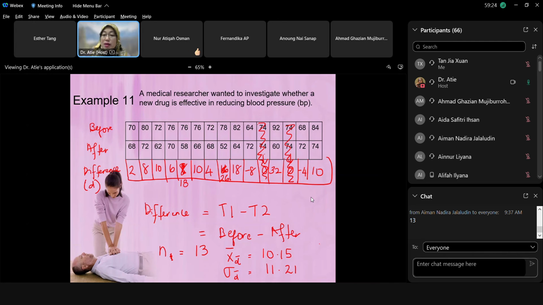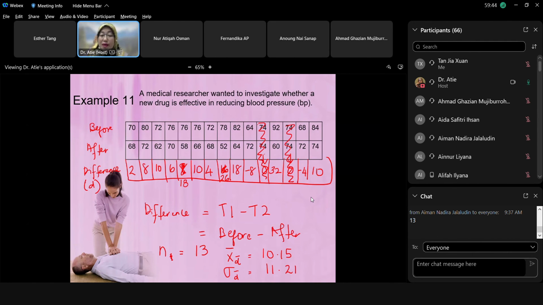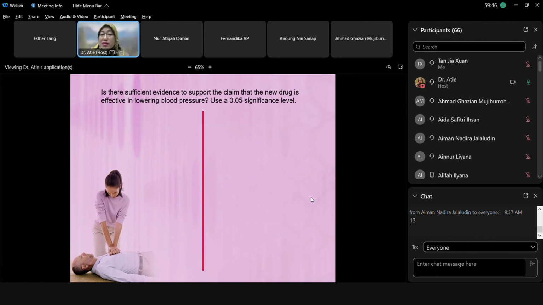Okay, great. Right. So that's how we get it. When we already get this one, it's easy for us to write the distribution. I think everybody already knows how to write the distribution. So let's do it, okay? In order to answer the second part: is there sufficient evidence to support the claim that the new drug is effective in lowering blood pressure using 0.05 significance level?